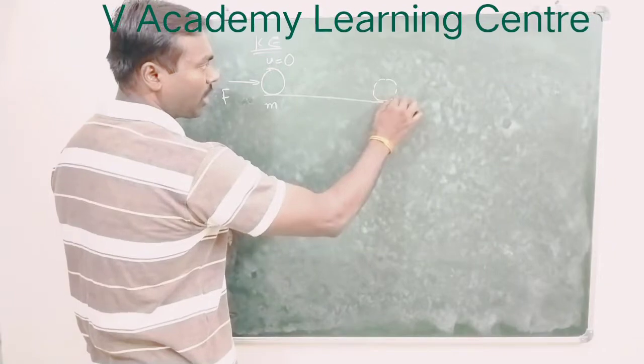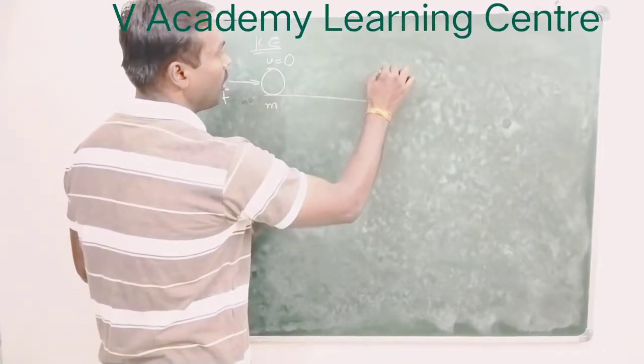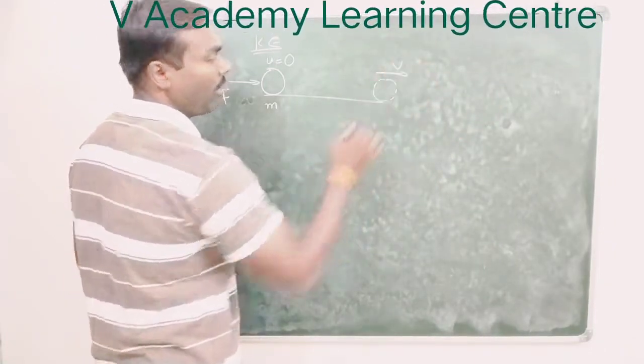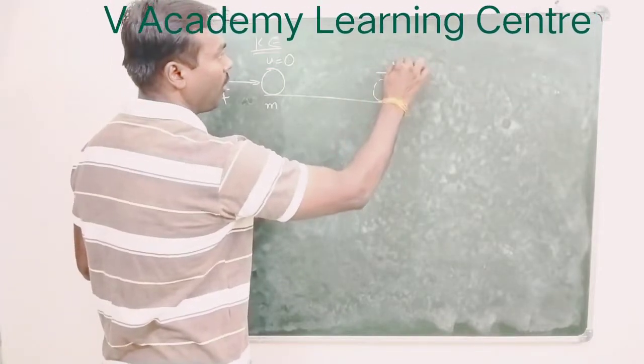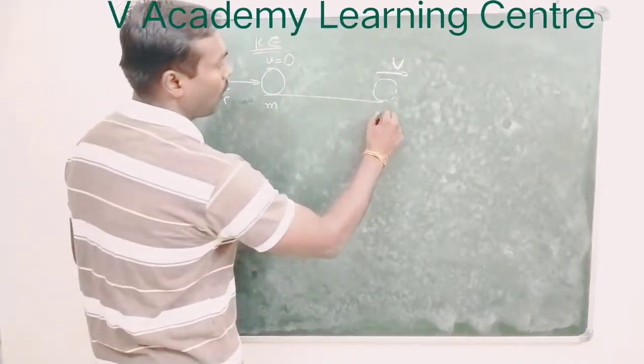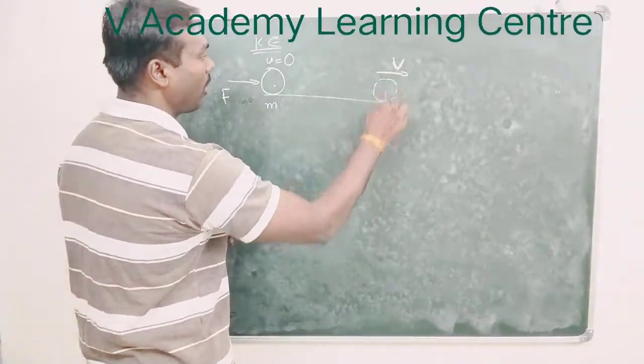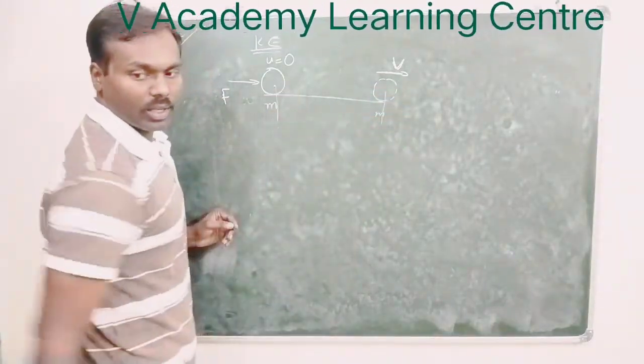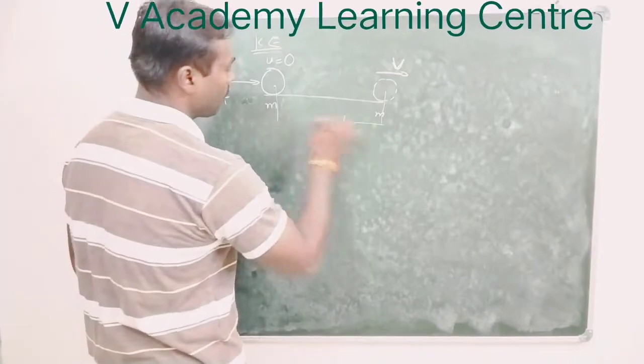On the path, even if we don't know where it stops, it keeps moving. So it has a moving velocity called v, the final velocity. The mass does not change. And take the displacement from here to here; call the displacement d.